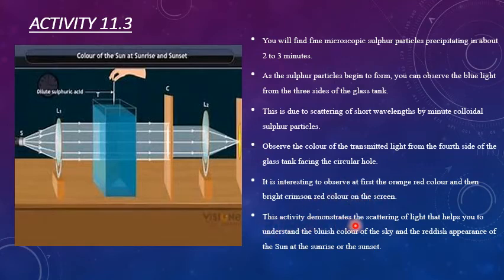This activity demonstrates the scattering of light that helps you to understand the bluish color of sky and reddish appearance of the sun at sunrise and sunset. You must have seen the sun's color in the evening or in the morning. It looks a little reddish in color. So this will help us to understand why it looks a little reddish in color.